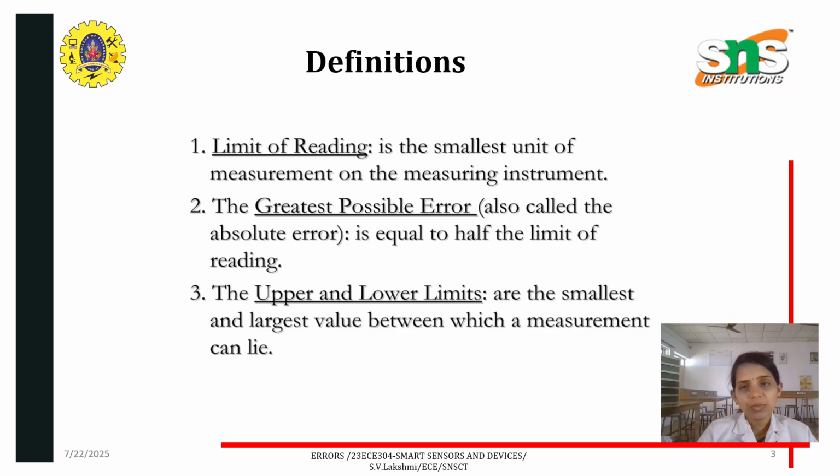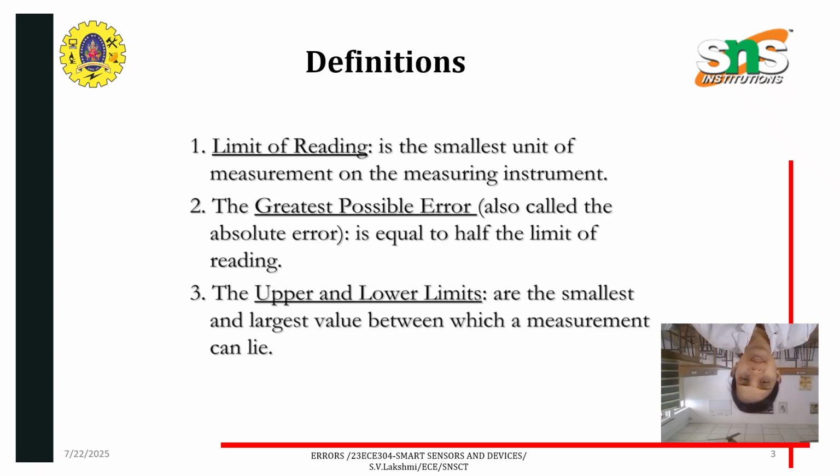Then the greatest possible error is the absolute error, which is equal to half the limit of reading. And the upper and lower limits are the smallest and largest values between which a measurement can lie. That is the upper and lower limit.